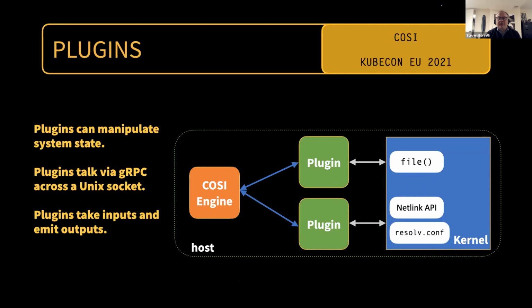Plugins manipulate state. They talk to the COSI engine via Unix socket, and they take inputs and outputs, right? So it's kind of like standard in and standard out, but it's more structured. And they will talk directly to the kernel to create files, to configure. Andrew could probably talk about this, but they talk directly to the Netlink API to actually configure the network and do other things like that.